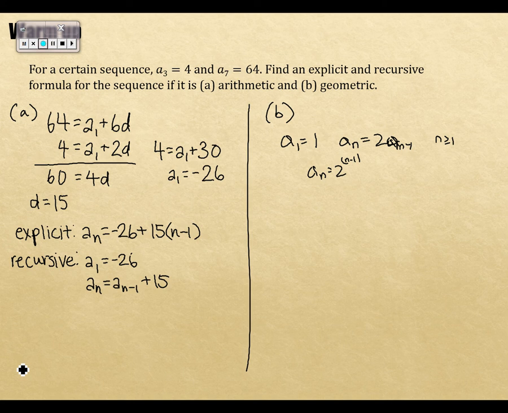Did you even think of it? Yeah, -2. a_n equals -2 to the n minus 1 is another completely valid solution here, isn't it? Just so you know.